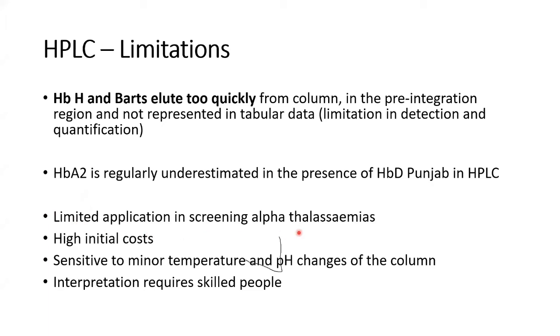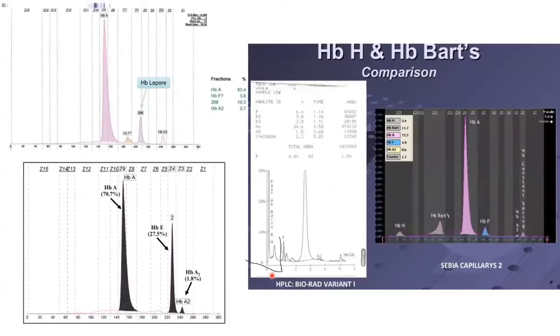There is limited application of HPLC in alpha thalassemias, and the interpretation of HPLC requires skilled people compared to gel electrophoresis, and there might be a high initial cost to the lab for acquiring the HPLC machine. So these are just some comparisons of the utility of capillary electrophoresis in case of the Lepore problem.